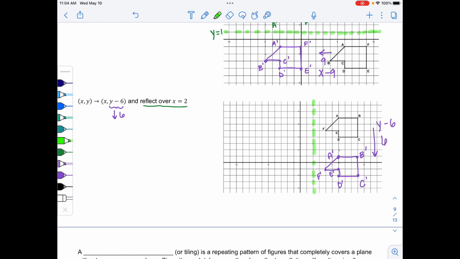So I'm going to do exactly what I did in my last example. I'm just going to flip it sideways instead of up or down. So I'm going to flip F prime over to get F double prime. I'm going to do the same to E, and D as well. I'm going to do 1, 2, 3 for C double prime.